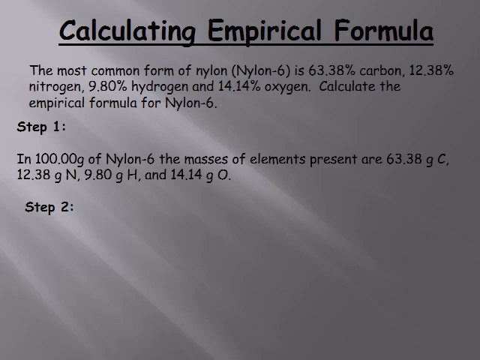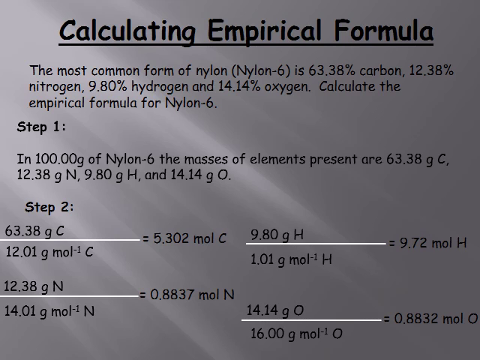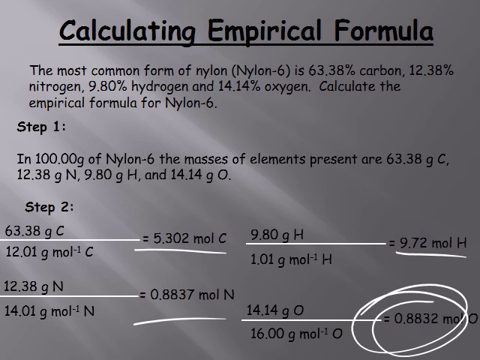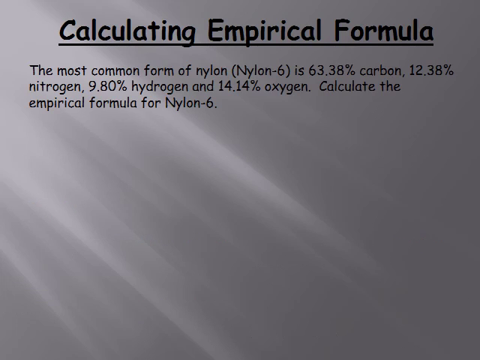Then we go from mass to moles, using the equation number of moles equals mass over Mr. So you end up with 5.3 moles of carbon, 0.8837 moles of nitrogen, 9.72 moles of hydrogen, and 0.8832 moles of oxygen. And you can see, just barely, that this is the smallest number. So you should divide all these numbers by that smallest number as the next step, which we'll do in the next slide.